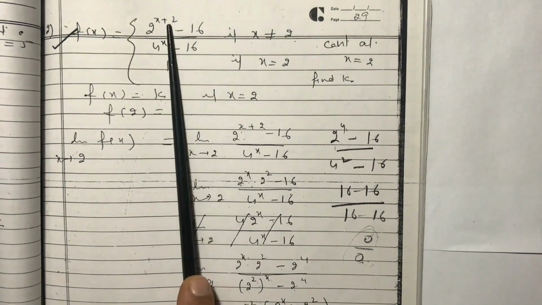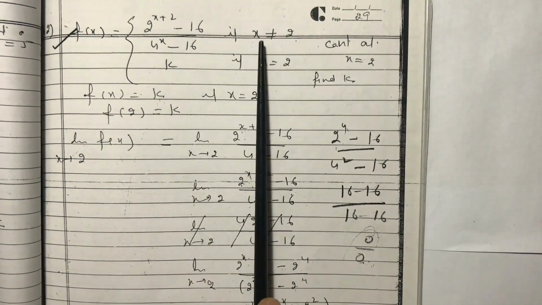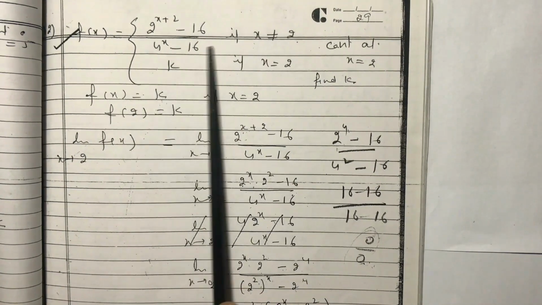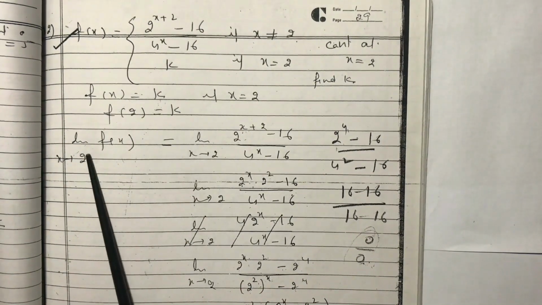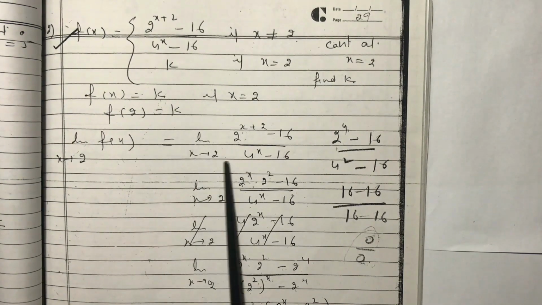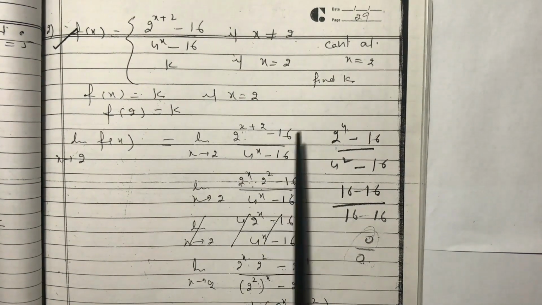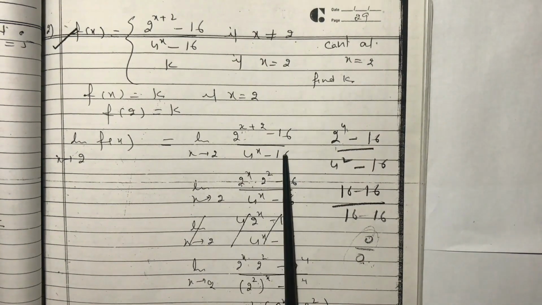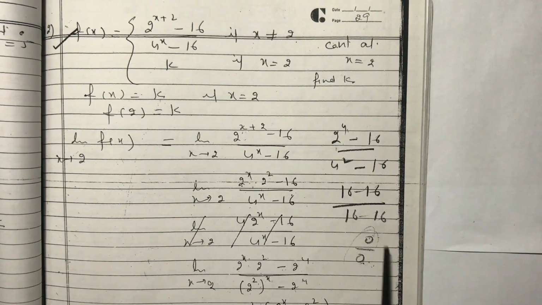One function is given for x less than 2 and for x greater than 2, one function is given. So we will directly write limit of f(x) as x tends to 2 is equal to limit of x tends to 2. We will write the function. Now since this function is 0 by 0, I have shown here this function is 0 by 0.